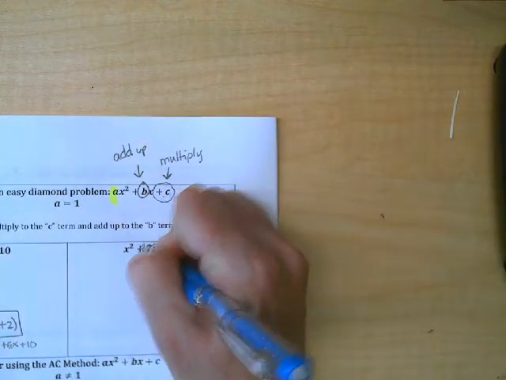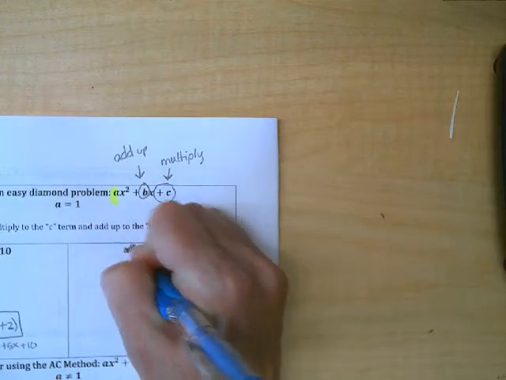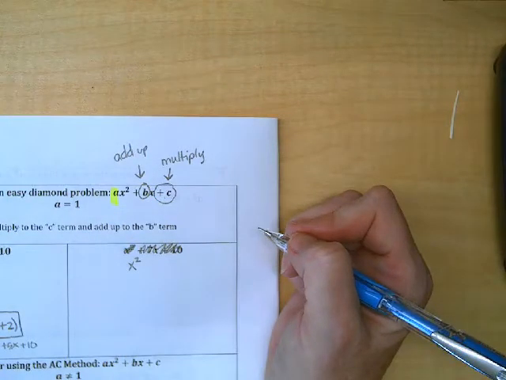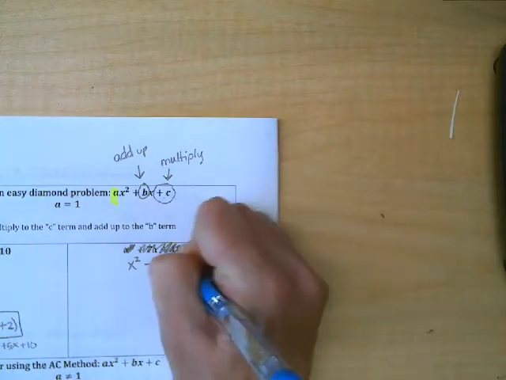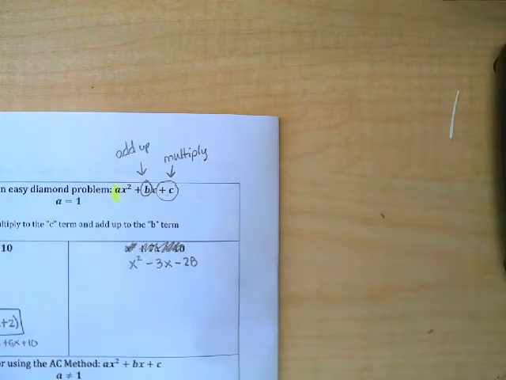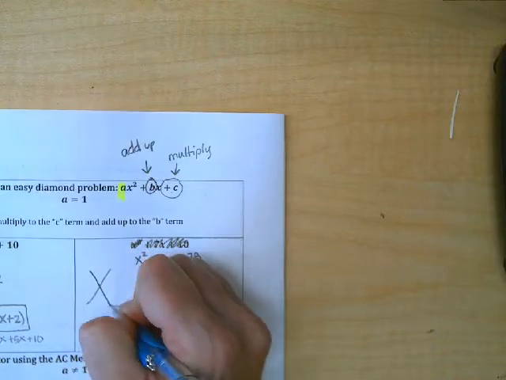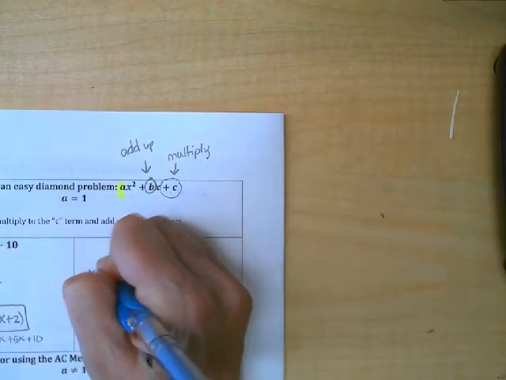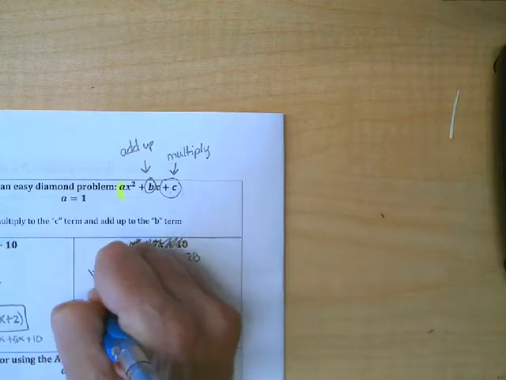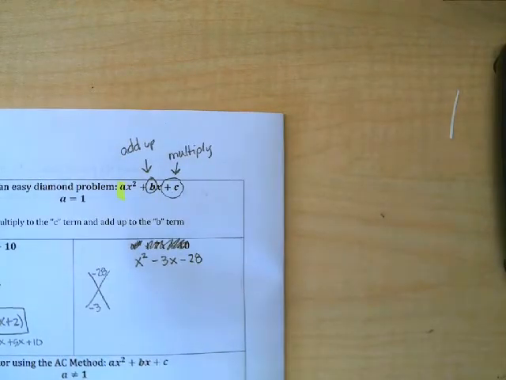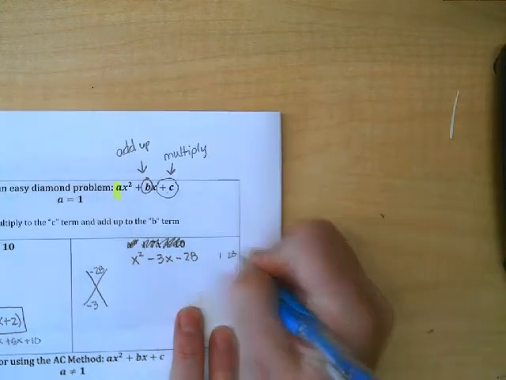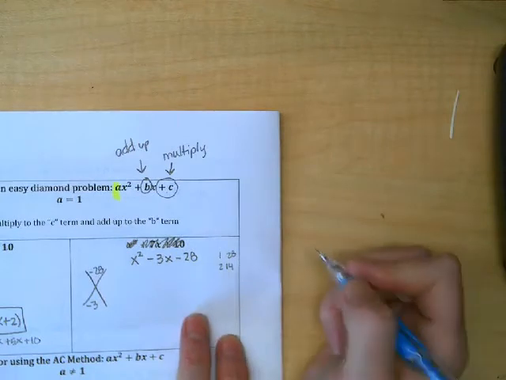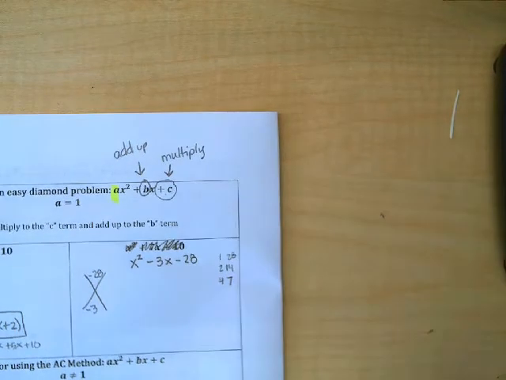Let me think of something that's going to work. How about x squared minus 3x minus 28. So now I want two numbers that multiply to negative 28 and add to negative 3. Now, let's say you didn't know, your head just went blank. Just start listing the factors of 28. So there's 1 and 28, 2 and 14, 3 won't go in there. There it is, 4 and 7.